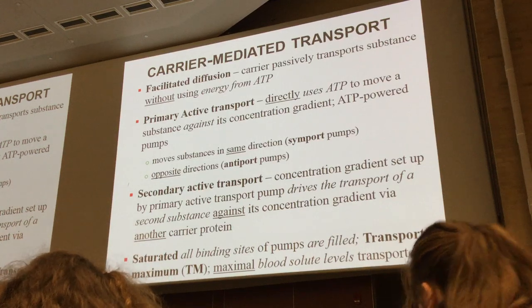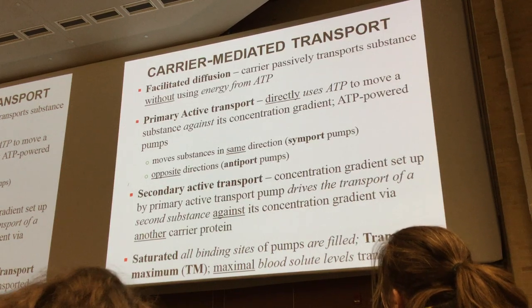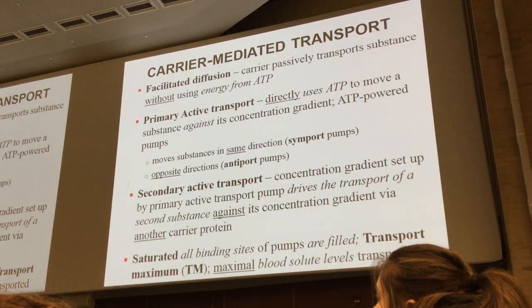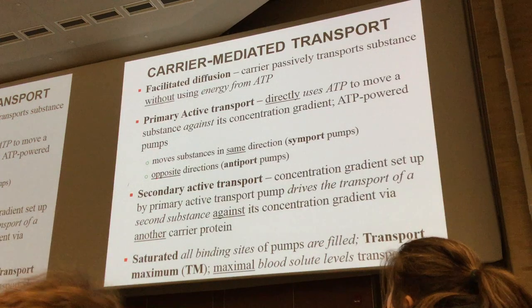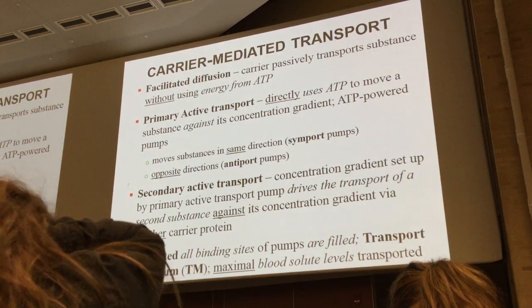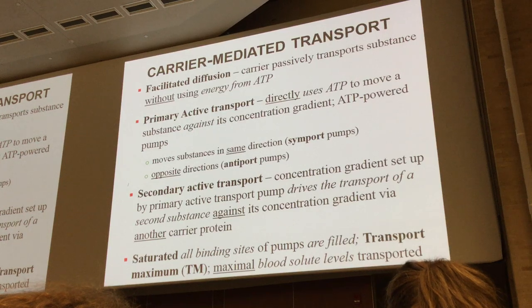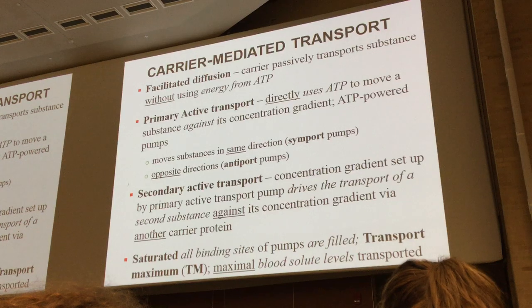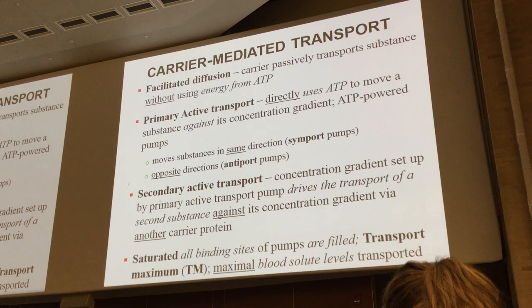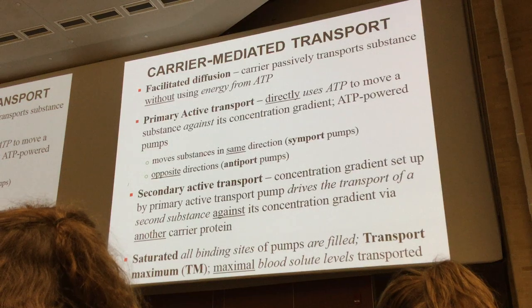So, there are two types of ports in these. There are those moving substances in the same direction, and SYM is the prefix meaning together. So, they move in the same direction for symports. Port means door. And opposite directions, antiport. One moves in, the other moves out. Primary active transport directly uses ATP to do that. Secondary active transport uses some kind of primary active transport, most commonly the sodium-potassium pump, that will then set up a gradient that allows sodium to move along its concentration gradient and pull something like glucose against its concentration gradient. And I'll show you examples of those shortly.